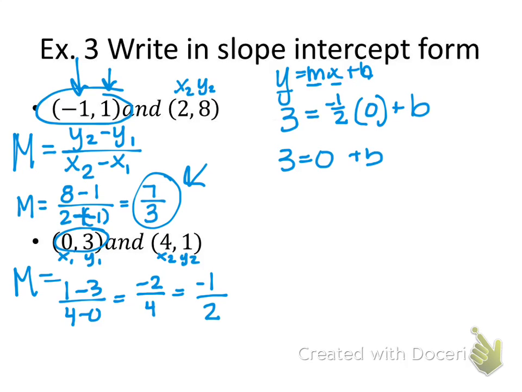Well, basically, when something equals 0, I can just cancel it out and leave it. So what does b equal? 3. That one was much easier, right? Didn't have to get any common denominators or anything like that.